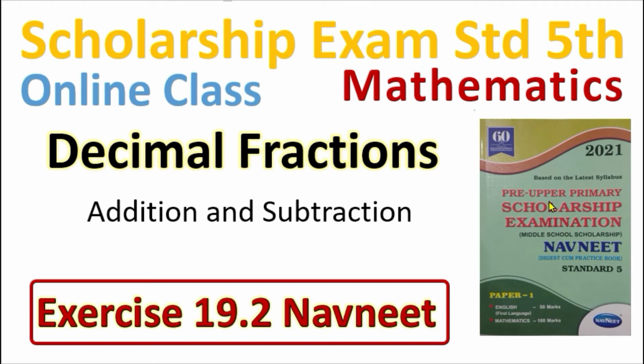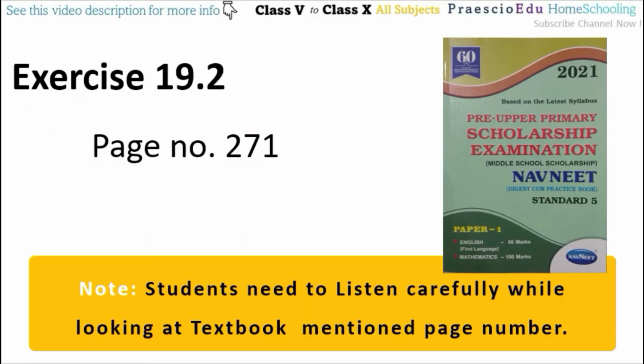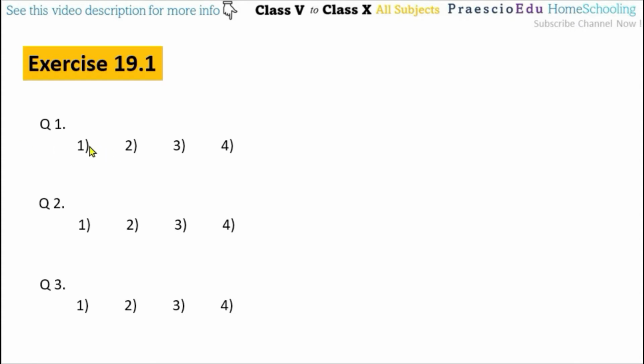This is the scholarship exam standard 5th online class, subject mathematics, and the topic is decimal fractions. Now this is exercise 19.2 which is available in Navneet. We are going to see the solutions for this, which is available on page number 271. So question number 1 is there.